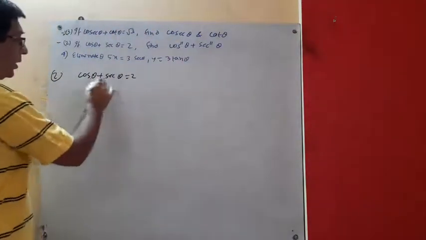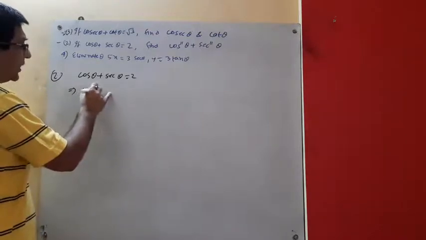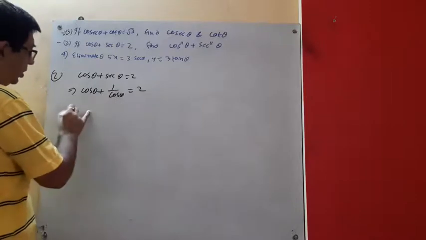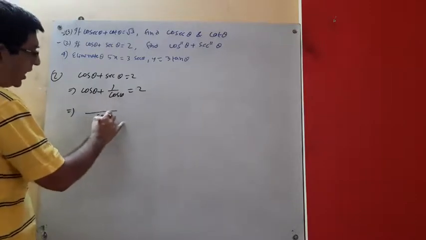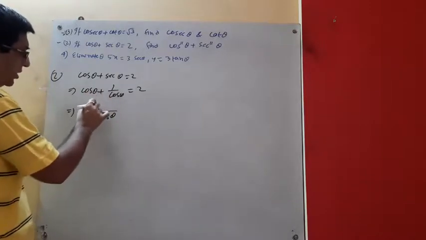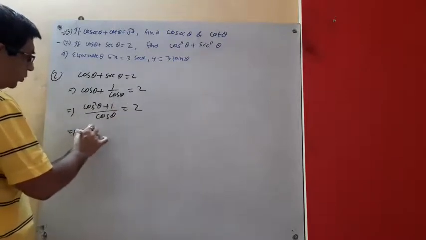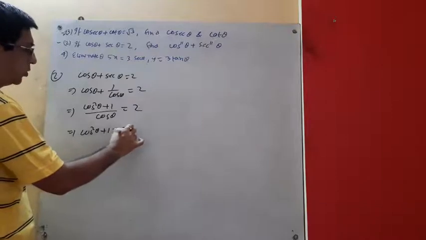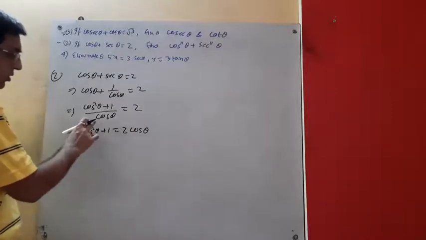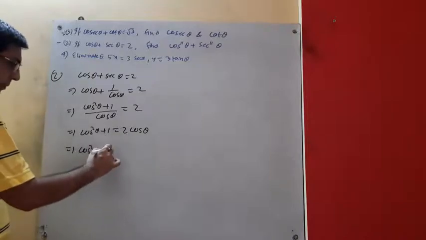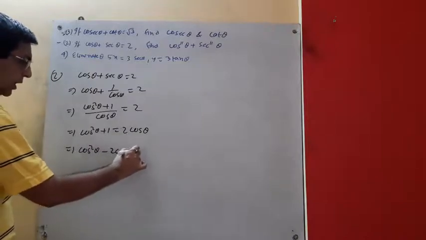Just see. What do we know? Cos theta plus, what is sec theta? 1 by cos theta. That is equal to 2. So we get cos theta as the LCM: cos theta into cos theta, this is cos square theta plus 1 equal to 2. So we get cos square theta plus 1 equal to 2 cos theta, right? 2 cos theta, so this will come here: cos square theta minus 2 cos theta plus 1 equal to 0.